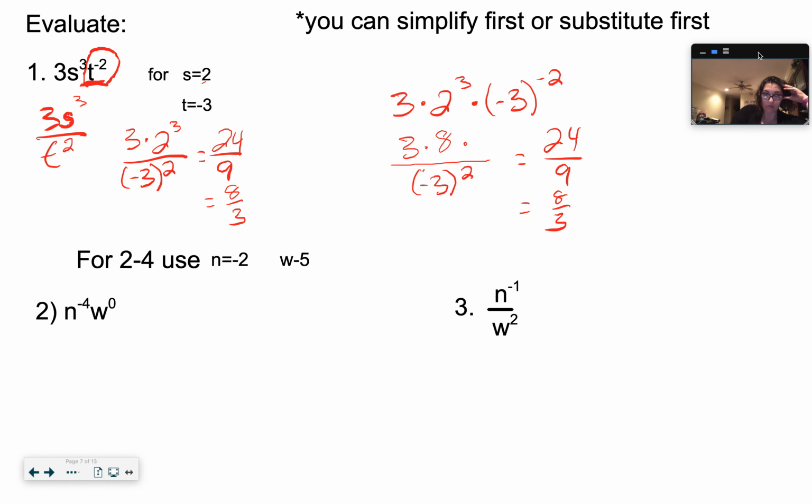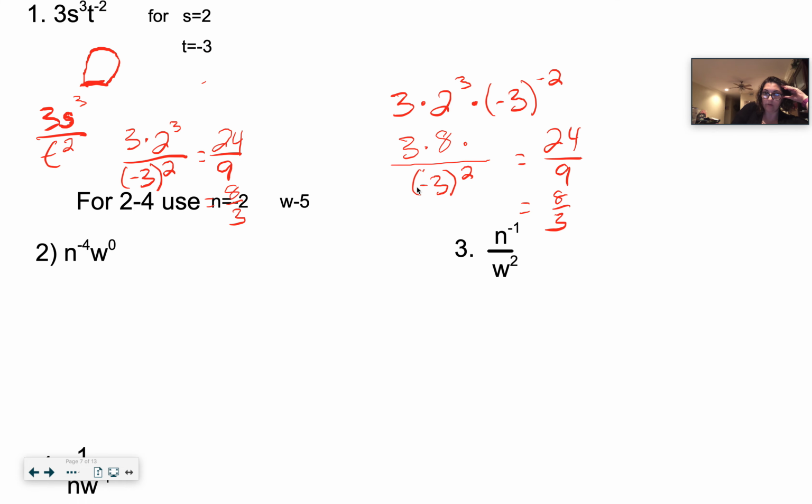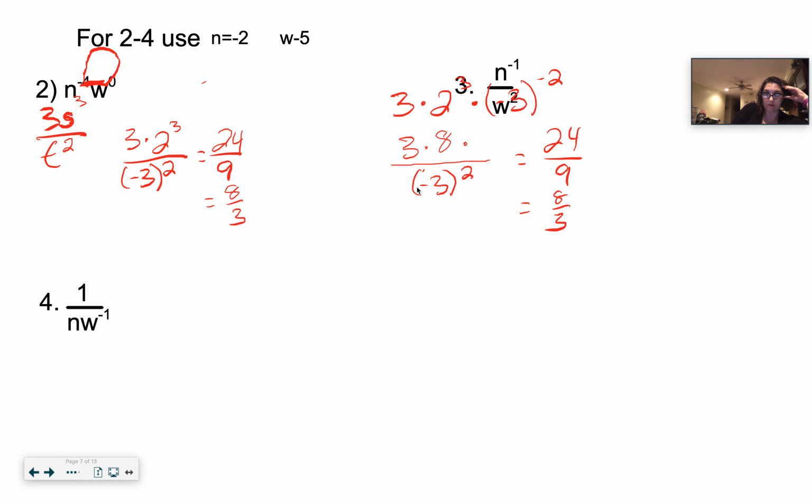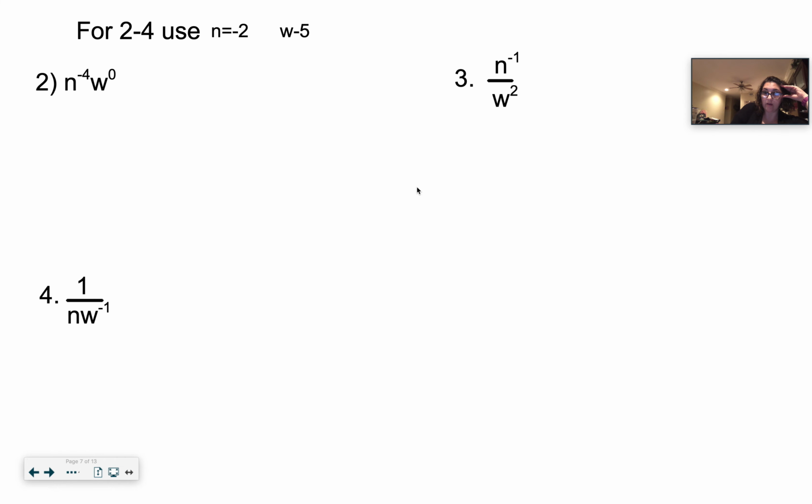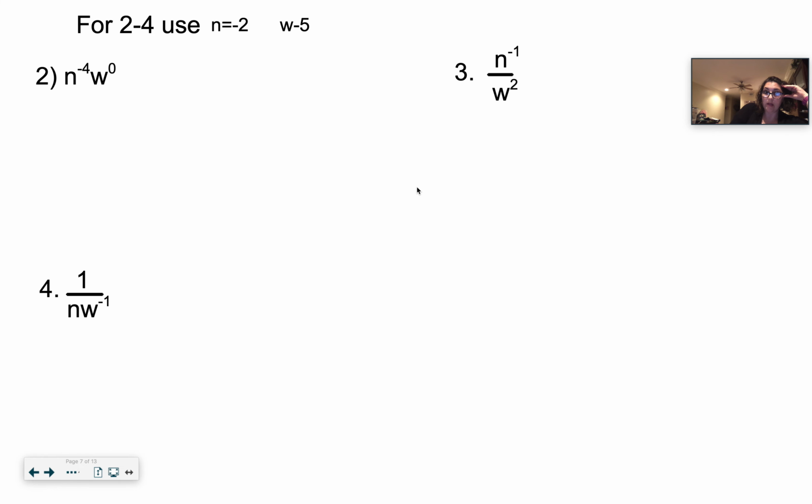on this next one, you are going to use the same value of N and the same value of W for all three of these, okay? So I'm actually going to simplify before I substitute because I like to do that better, okay? Number 2, I have N to the negative 4. So I'm going to go ahead and draw a fraction mark because I have a negative exponent. We'll bring that negative to the bottom. So N to the positive 4 now.